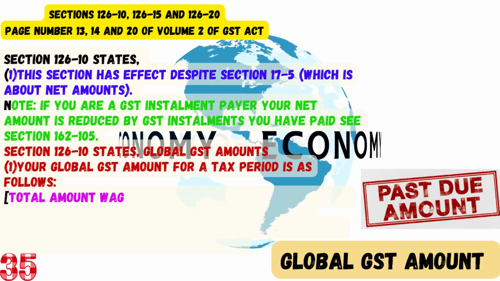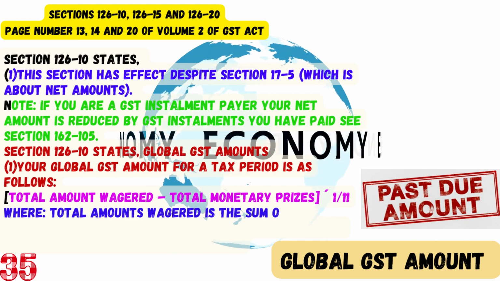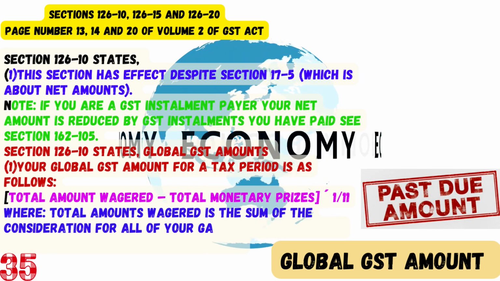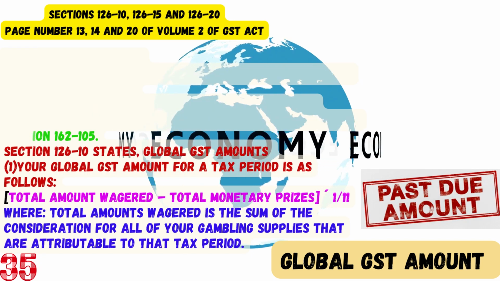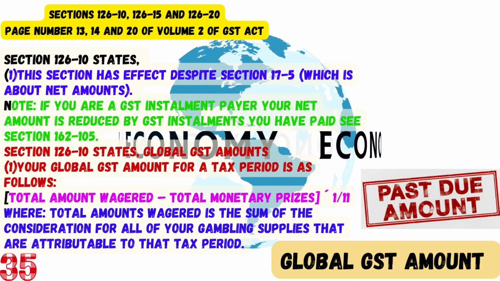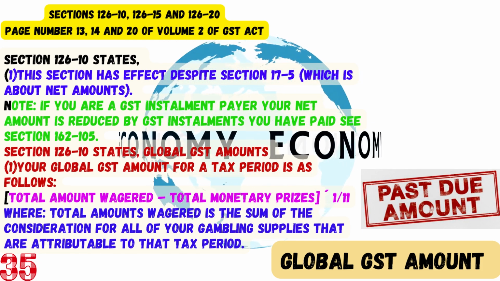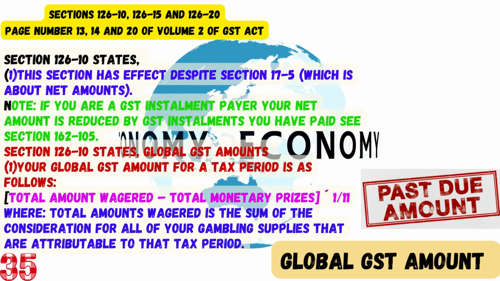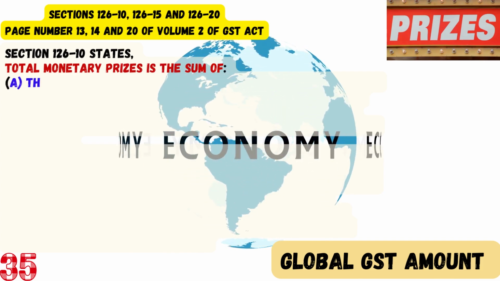Section 126 to 10 states: Global GST amounts. 1. Your global GST amount for a tax period is as follows: (Total amount wagered minus Total monetary prizes) times 1/11. Where total amounts wagered is the sum of the consideration for all of your gambling supplies that are attributable to that tax period. Total monetary prizes is the sum of A.